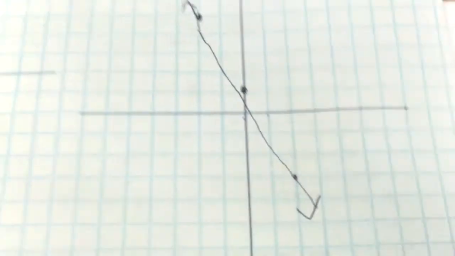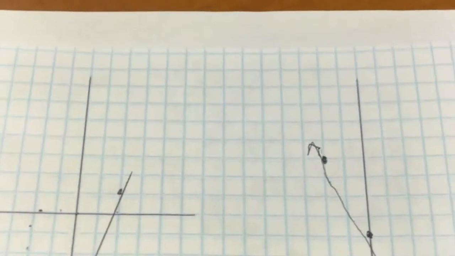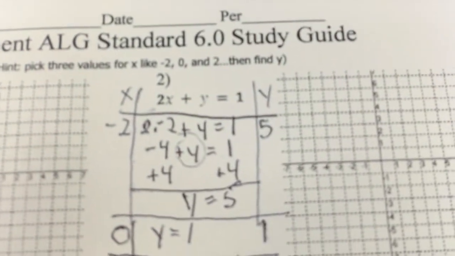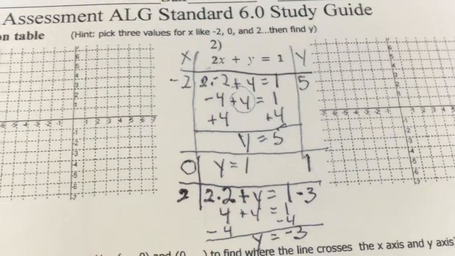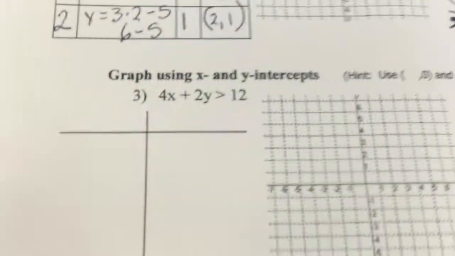So, the first two we graphed using a function table, 3 random values for x. The first equation was in slope-intercept form. The second equation was in standard form, but the function table with 3 random values for x still works. Perfect.